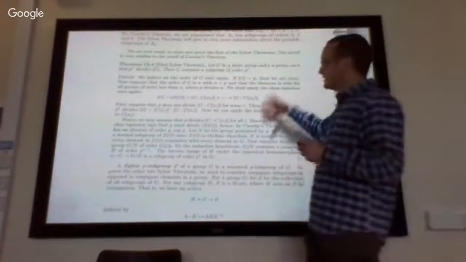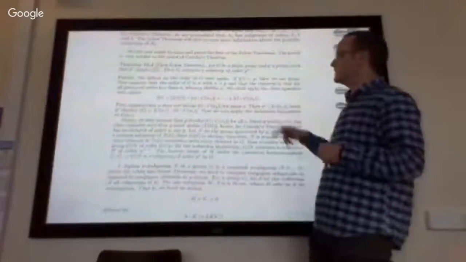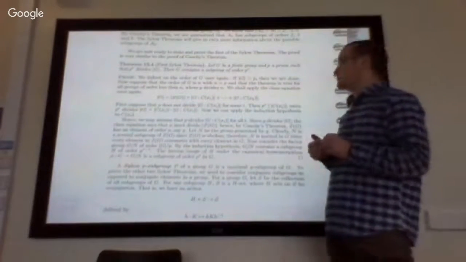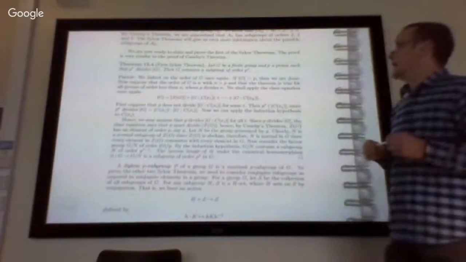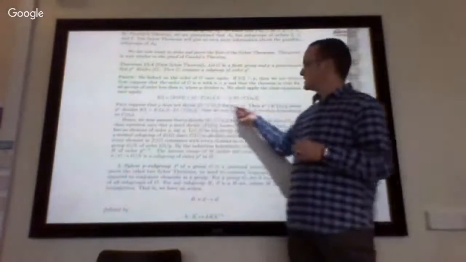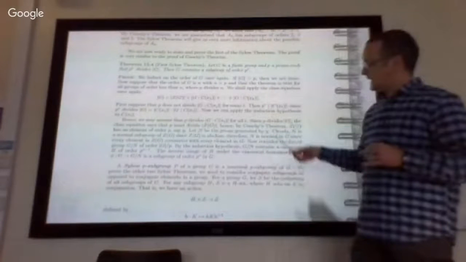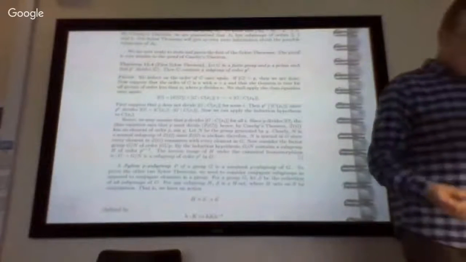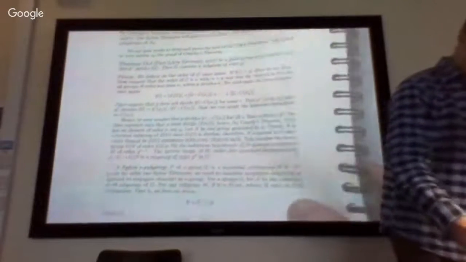Again, a similar approach based off of the class equation and a very careful induction argument, looking at the divisibility of these things, and we made use of quotient groups as well. Okay, so that's a review of the results we've seen so far in this chapter.